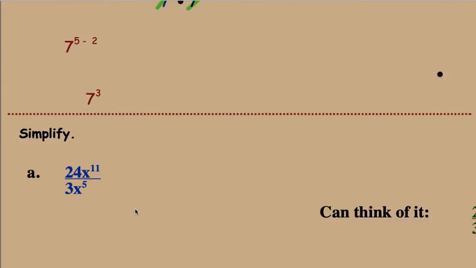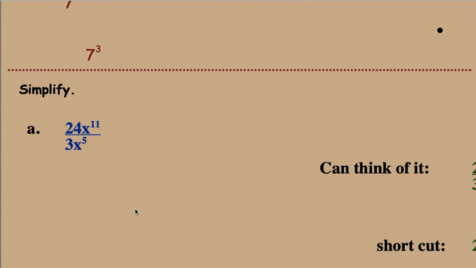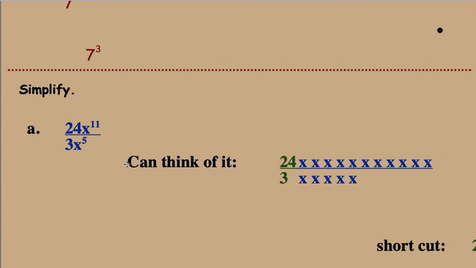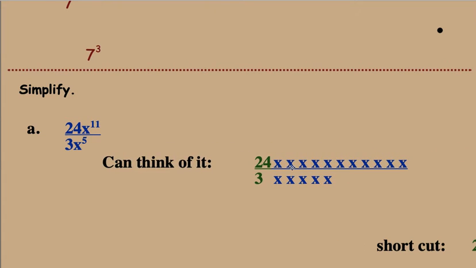All right, let's try one right here. If you think about this one, what am I going to do? Well, I'm probably thinking about the 24 divided by 3. Well, that's an easy thing. But you can also think of it kind of spread out a little bit. Again, I wouldn't recommend that you write out all these x's, but think about it: I have 11 x's on top and 5 on the bottom. Once you realize that they will cancel out, you're going to cancel out 5 of the x's, and you should be left with 6 x's on the top.